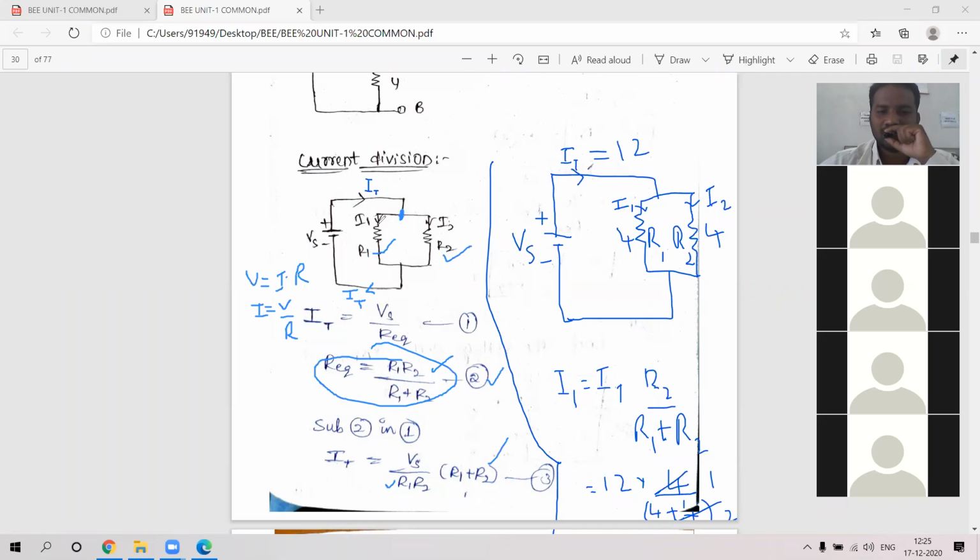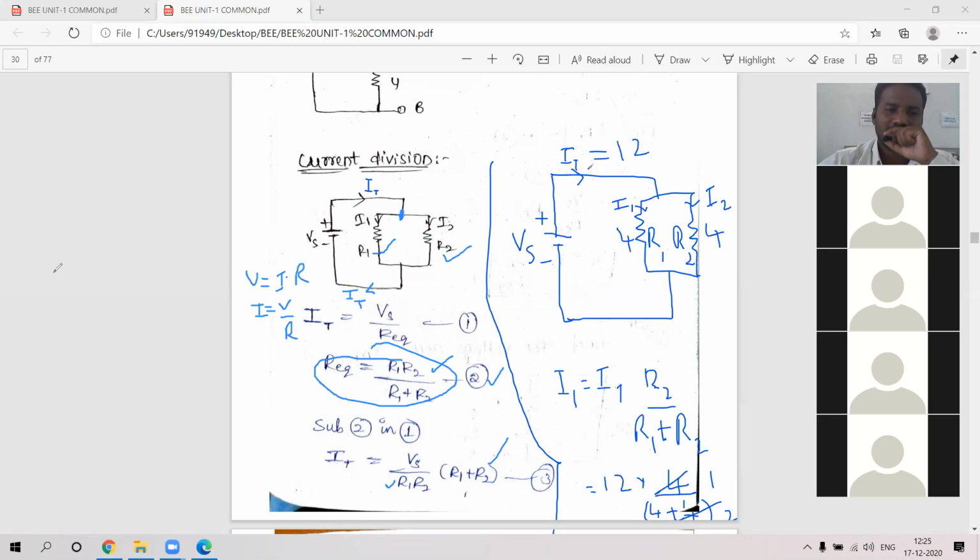Here, this is a parallel circuit, yes or no? This is a parallel circuit. So if it is a parallel circuit, voltage will be the same, yes or no? Voltage across this resistor R1 and voltage across R2 will be the same.